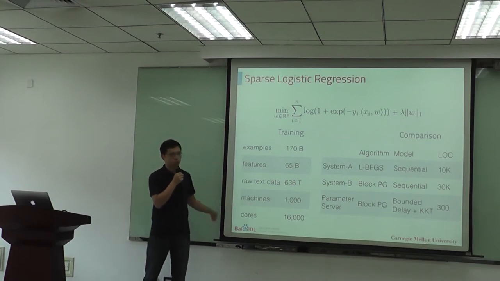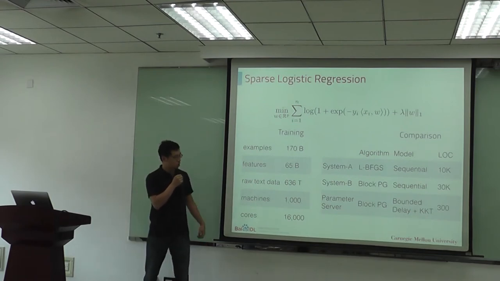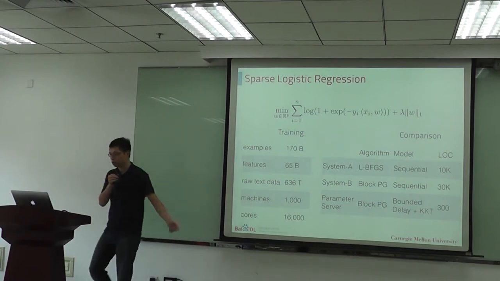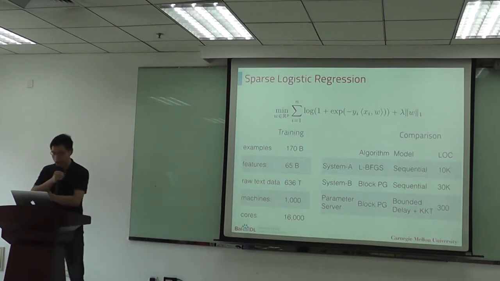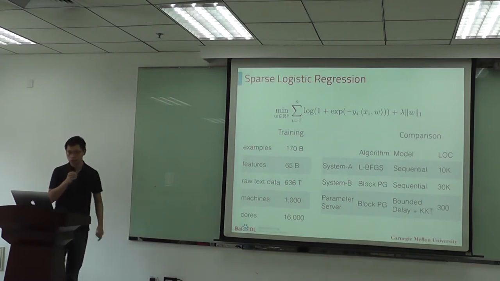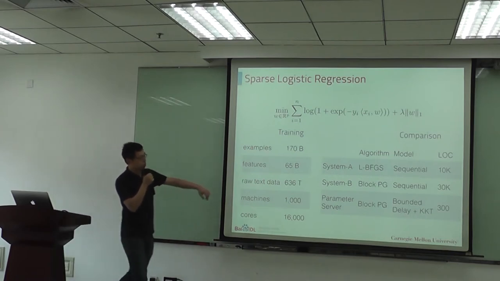On these things, we run 1,000 machines. This is using about 60%, 16,000 cores. Each machine has 16 CPU cores. So we compare three algorithms. System A and System B are also parameter servers, but they are used by companies and not disclosed yet. And this is the open source one.